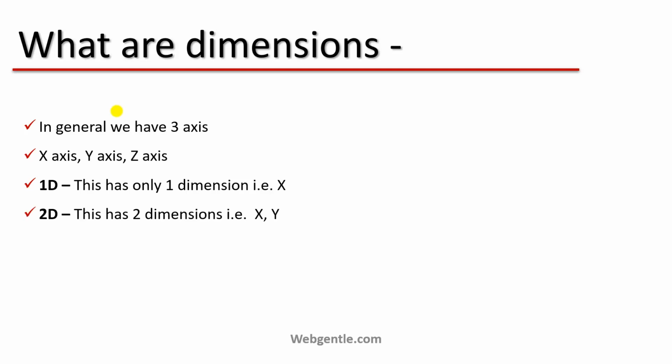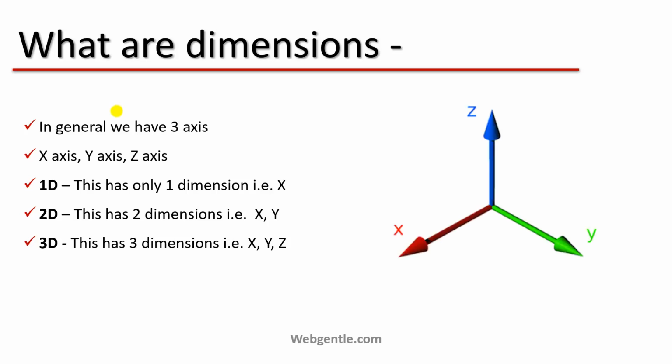If to represent something you need two dimensions, x and y, then we will say that that particular thing has two dimensions. For the 3D, it means for the three-dimensional, we need three axes x, y, z. These three axes are required to represent a three-dimensional thing. Here on the right side there is a graph which represents x, y and z axis.